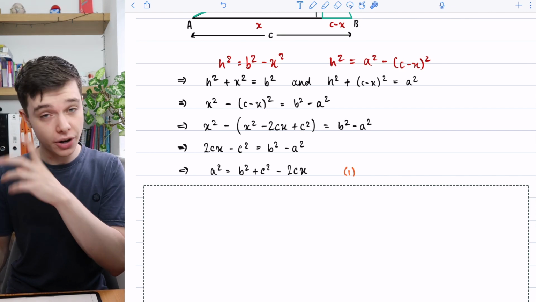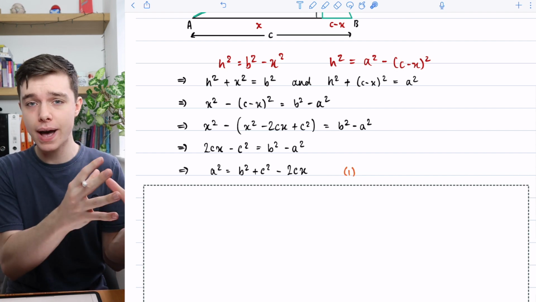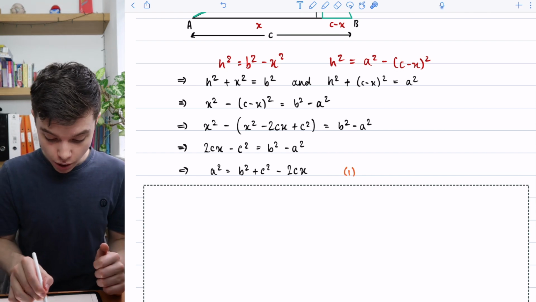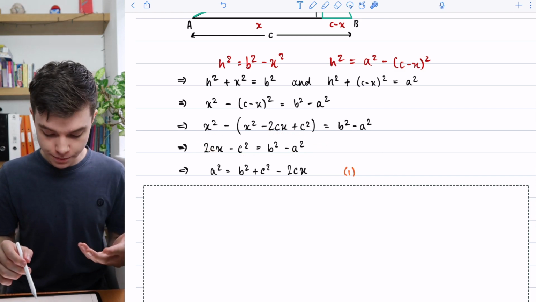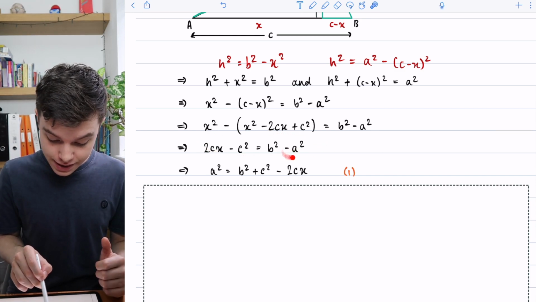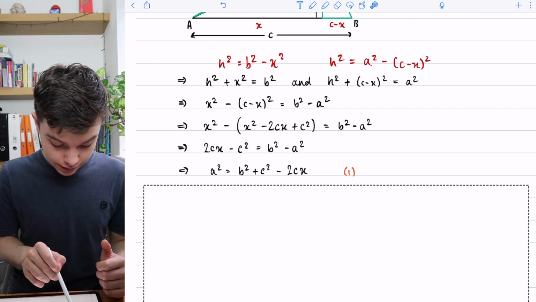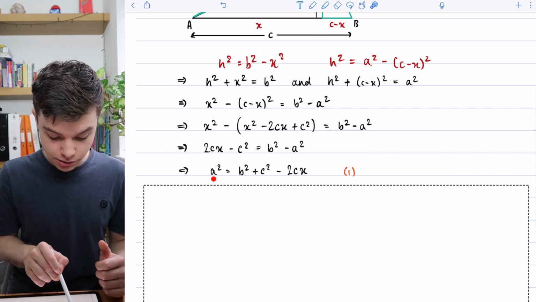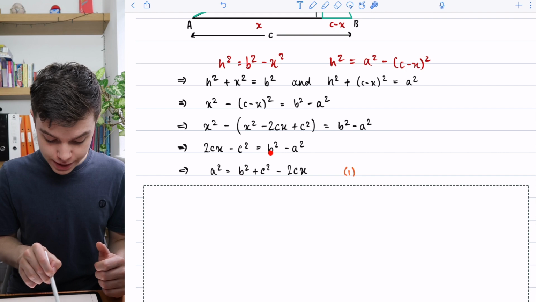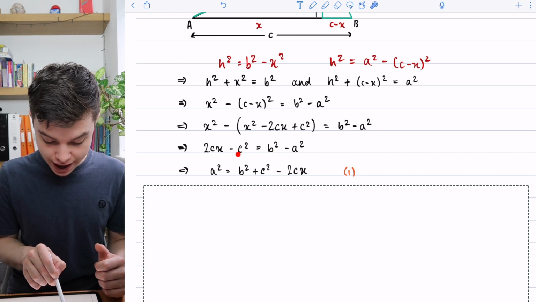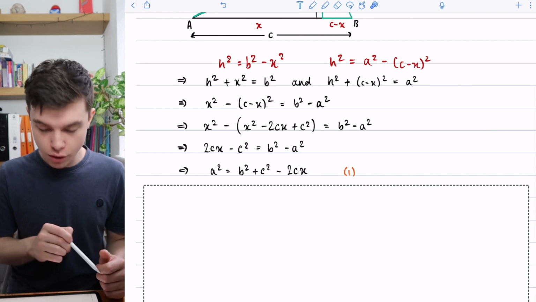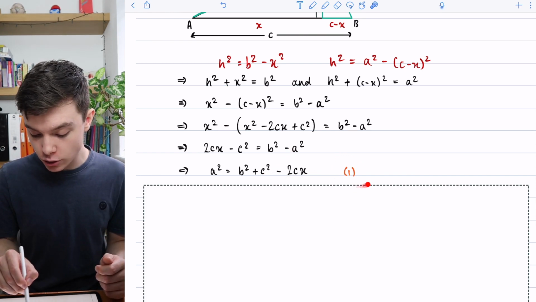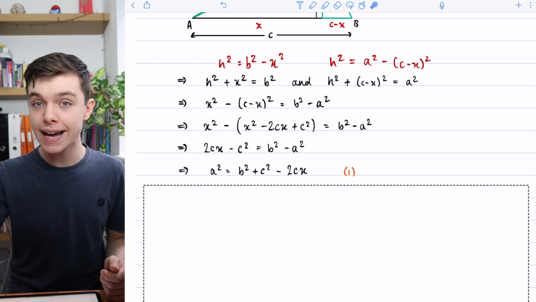So what we want is we want a squared at the front. We want a squared as our subject. So we've kind of got what looks a little bit like the cosine rule. So I'm going to add this a squared to this side and then get just a squared on the left on its own. So we have a squared is equal to b squared plus c squared, because we've added the c squared over here, and then minus 2cx over there. Now I'm going to call that equation 1 because I'm going to use that in a minute.